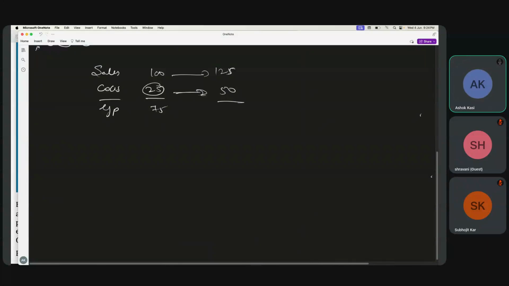So in that case, what will be my gross profit? It will be 75. But what will be my COGS percentage? So here COGS percentage is equal to 50 divided by 125. Just calculate 50 divided by 125, into 100. 40%. So initially it was 25% cost of goods sold. Now it has become 40%.